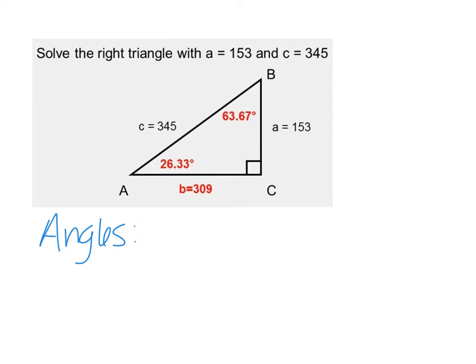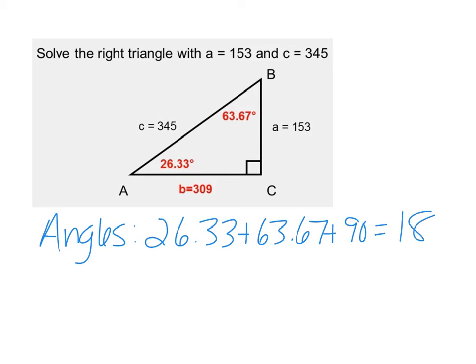And they should add up to be 180 degrees, 26.33 plus 63.67 plus 90, and that does come out to be 180 degrees, so my angles are correct. The next thing I'm going to check is my sides. I'm not using the Pythagorean theorem since I used it to initially find C.